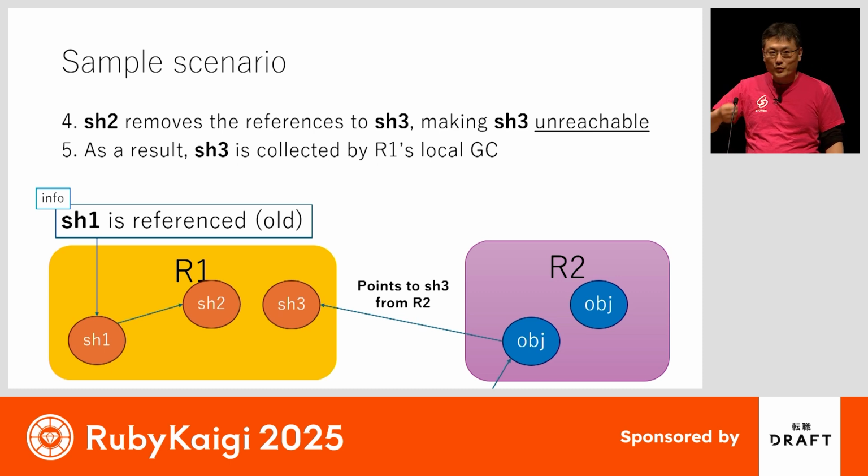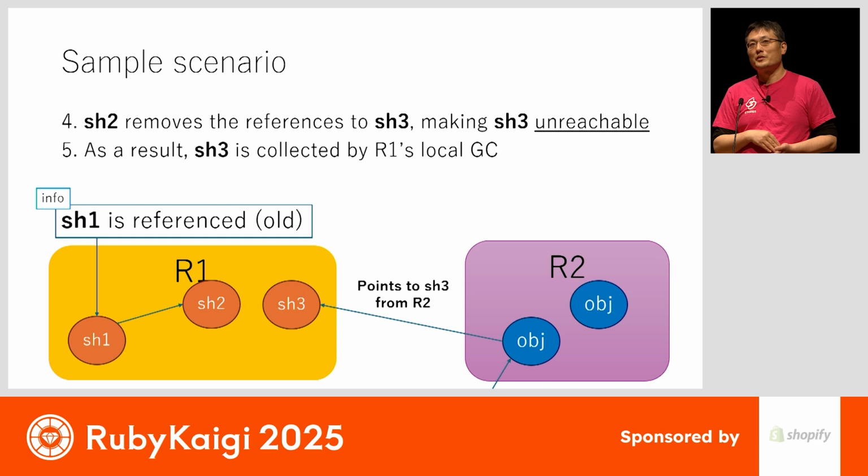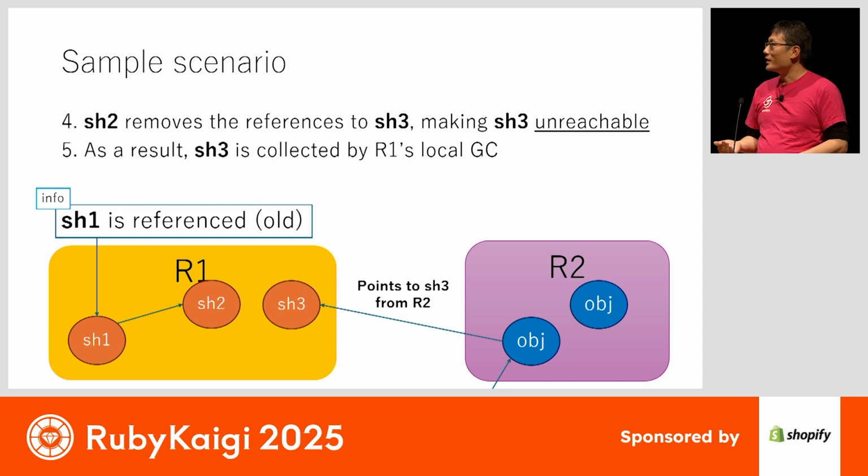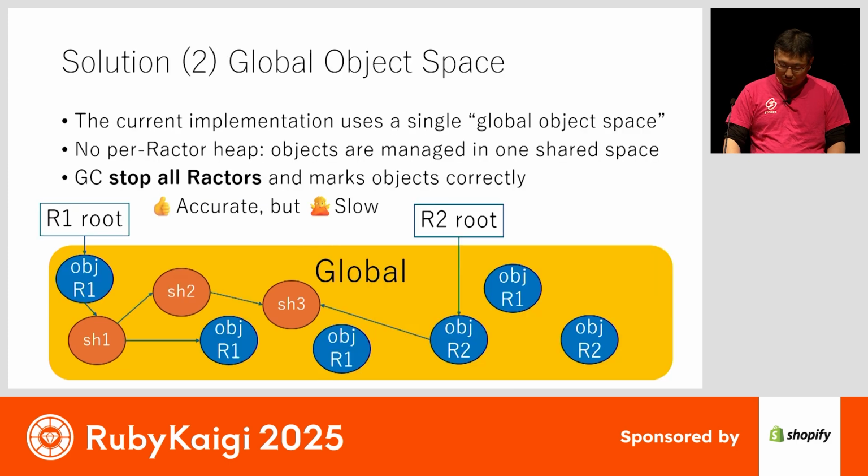So if we pay much effort or much overhead, we can get a reference from the object to the SH3, a reference to the SH3, but there are many cases where we cannot introduce such a mechanism. So this is a challenge. So let's not solve this challenge.